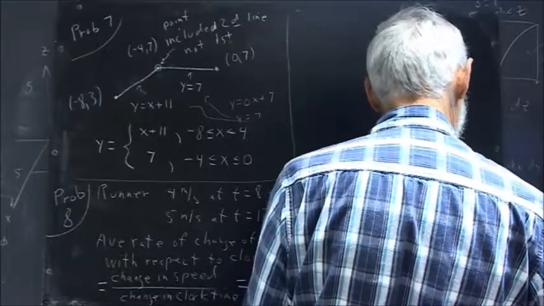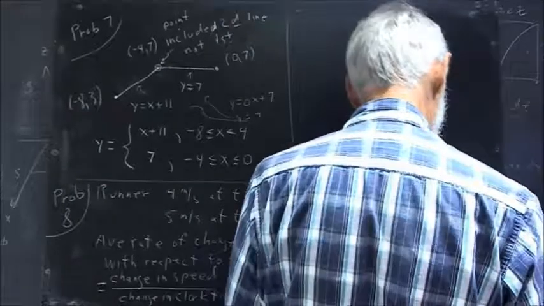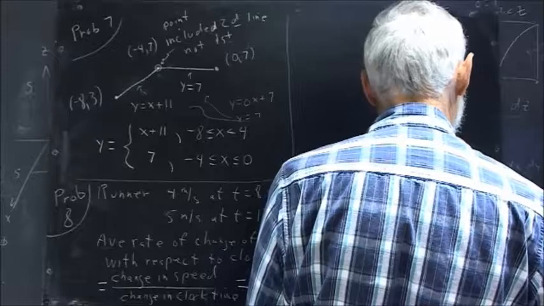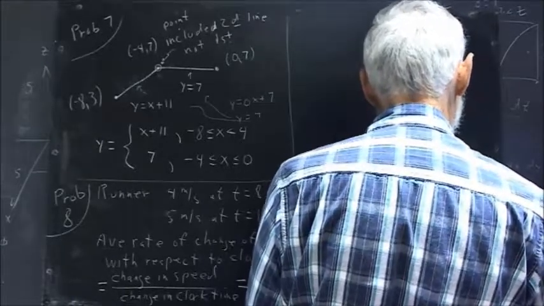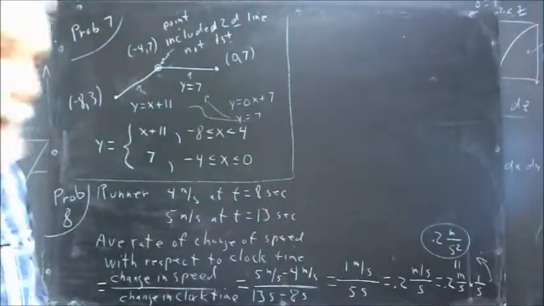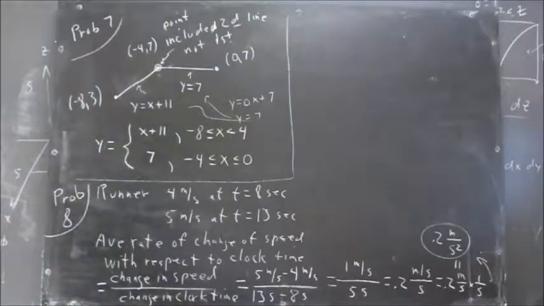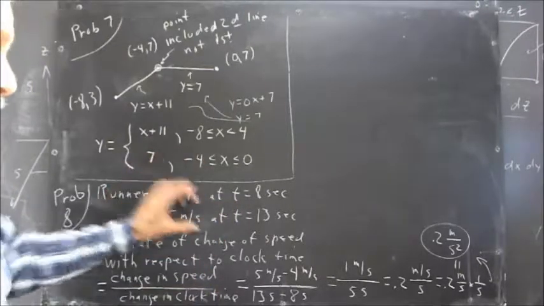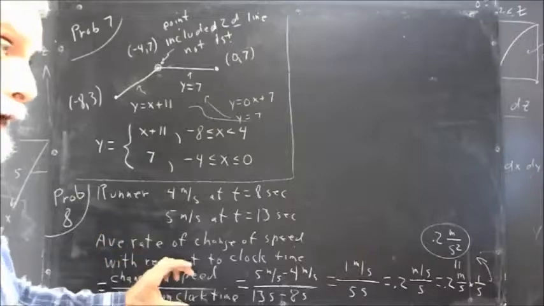So that equals 0.2 meters per second squared. And that's our average rate. So average rate calculations are very simple. If you remember that the average rate of change of one thing with respect to another is the change in that first thing divided by the change in the second.